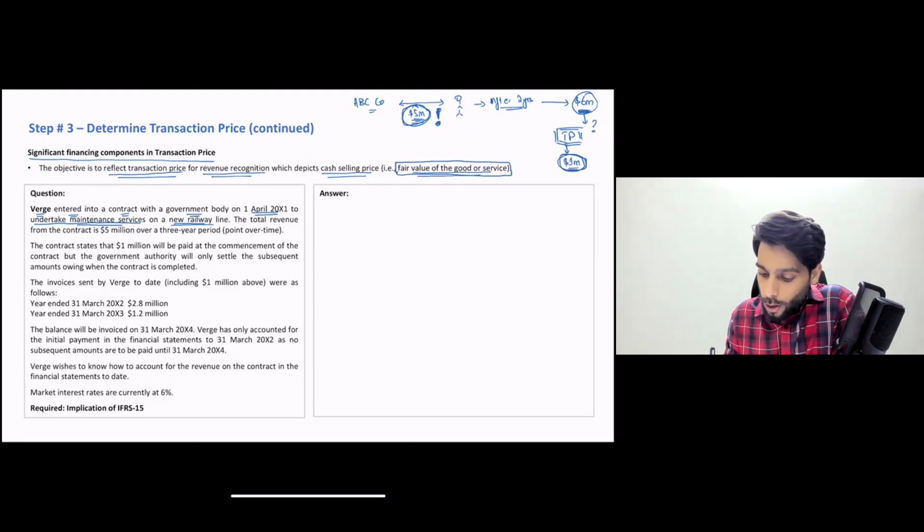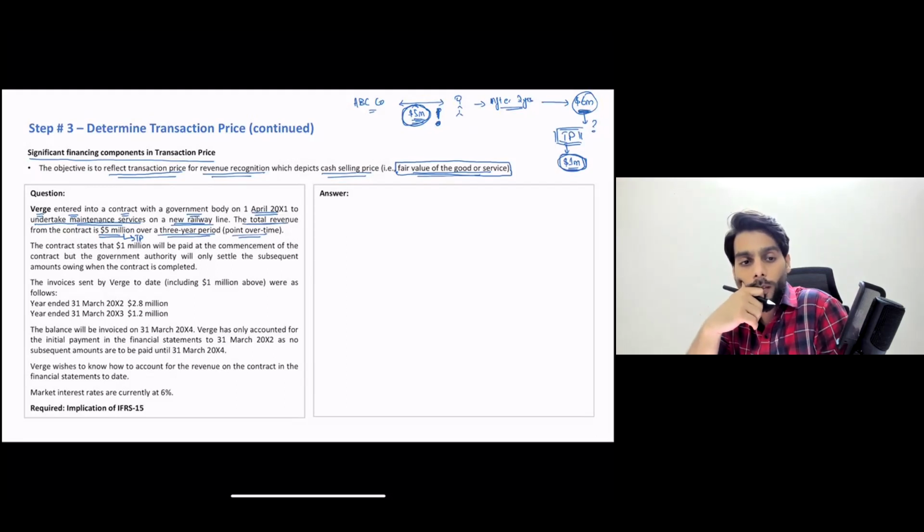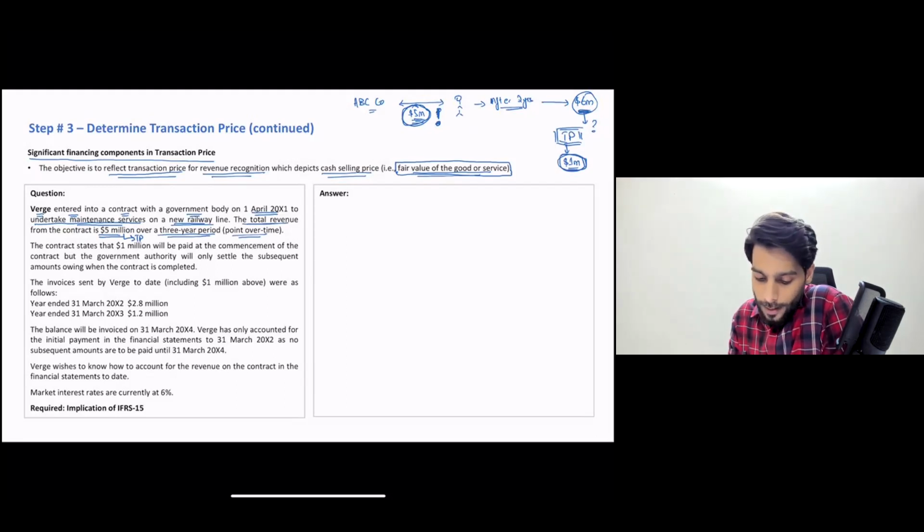The examiner says the total revenue from the contract is 5 million. So the transaction price is 5 million, and it is a three-year period contract, which means it is a point over time contract. Generally long term contracts are point over time contracts. All right. The contract states that $1 million will be paid at the commencement of the contract as an advance, but the government authority will only settle the subsequent amounts owing when the contract is completed.